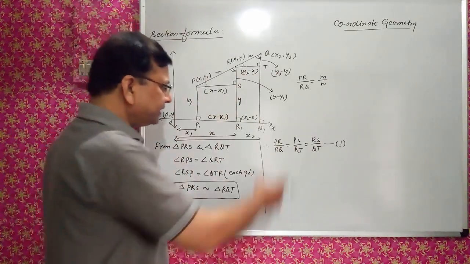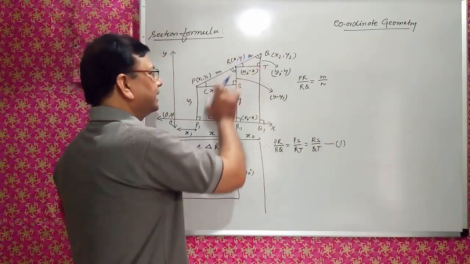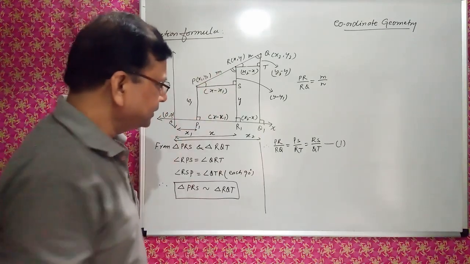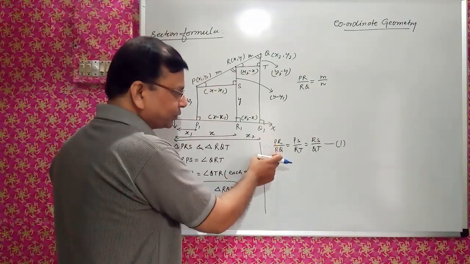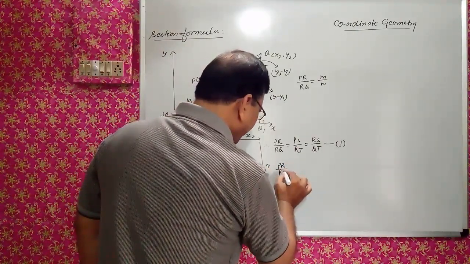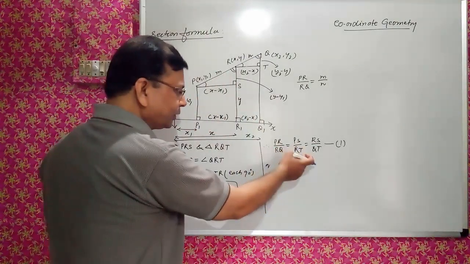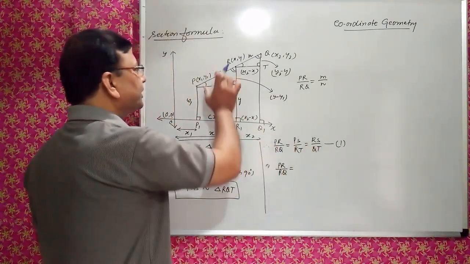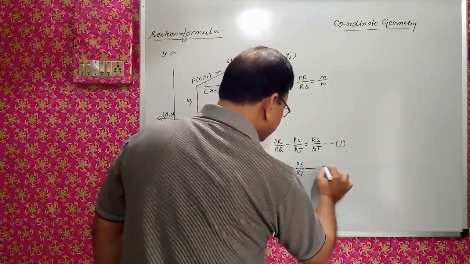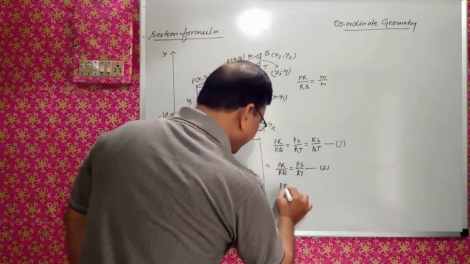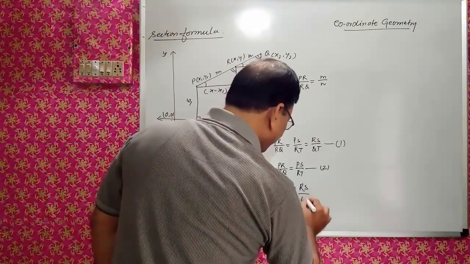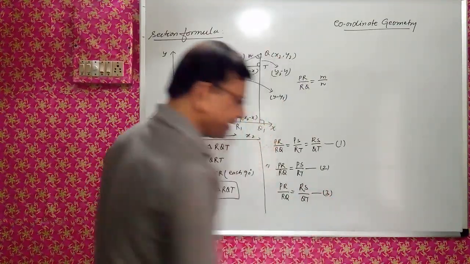Now we will look at this relation and these sides, and we will find some conclusion. We have to find x and y. So see, PR upon RQ. I will make two relations: this is equal to this and this is equal to this. So PR upon RQ is equal to PS upon RT. This is the second relation. And PR upon RQ is equal to RS upon QT. This is the third relation I made.